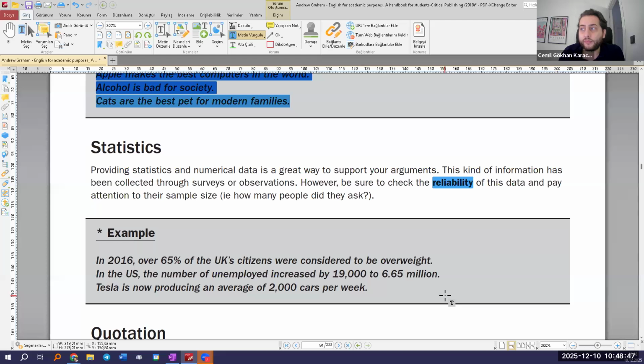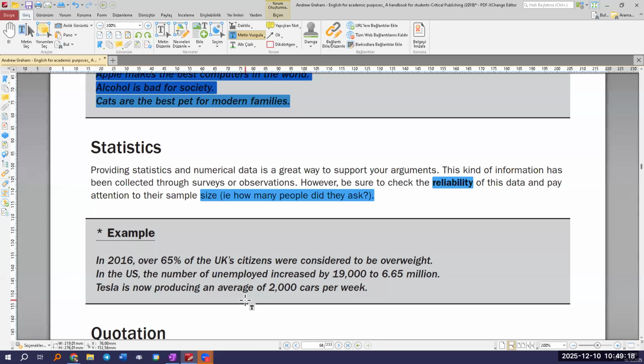So maybe those students could be lowering the average. So we should be very mindful while looking at the average scores, for example, or the statistics. So if they say, for example, 90% of the people interviewed defended that overweight is not a problem.